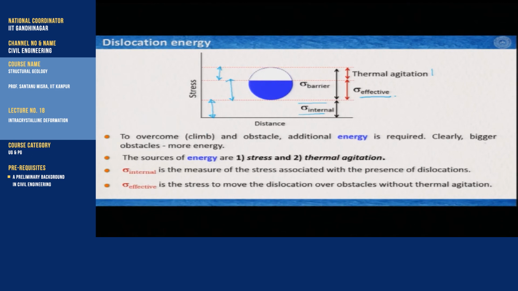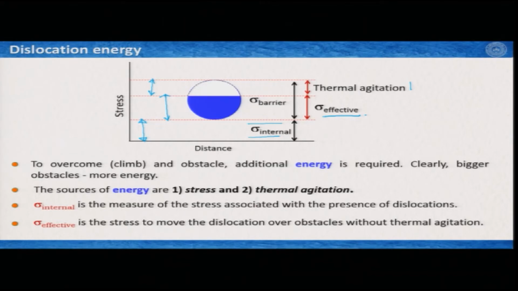So, this is what is written here: to overcome or climb an obstacle, additional energy is required. Clearly, the bigger the obstacle, the larger the energy you need. So, the sources of energy to achieve the level of sigma barrier are stress and thermal agitation.